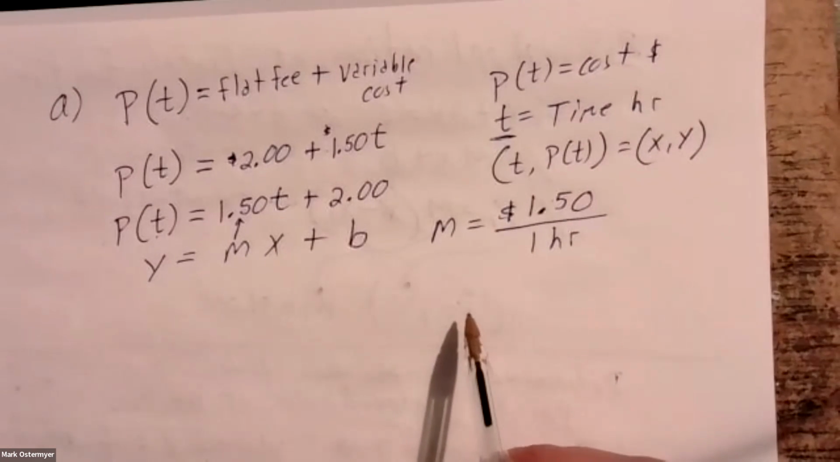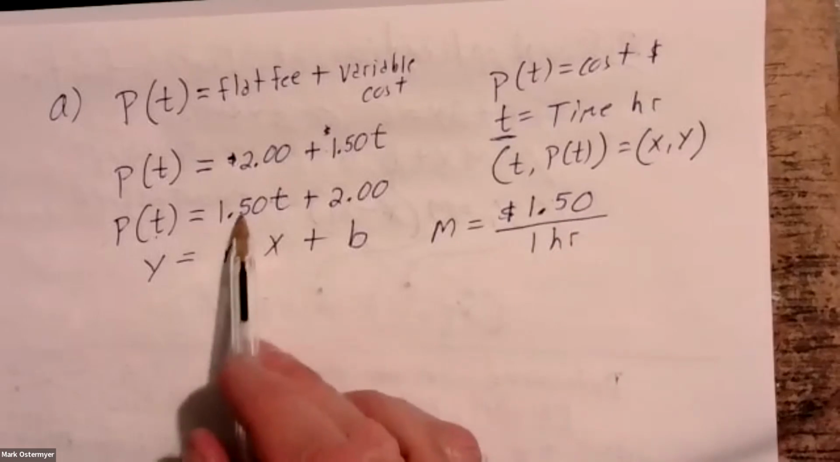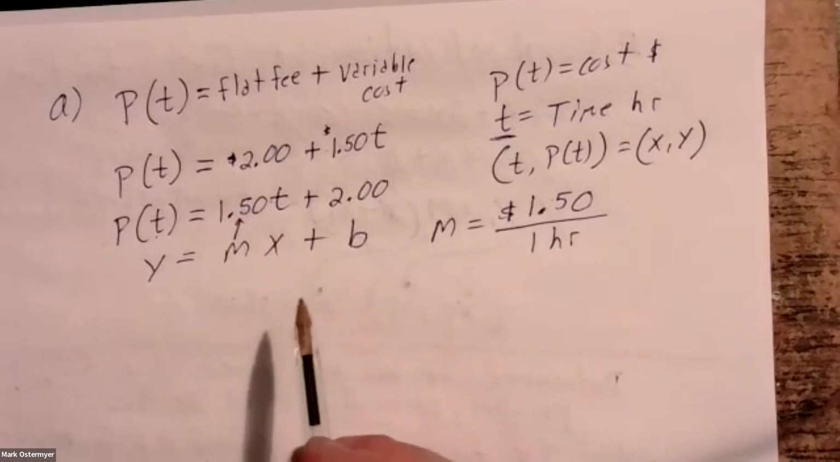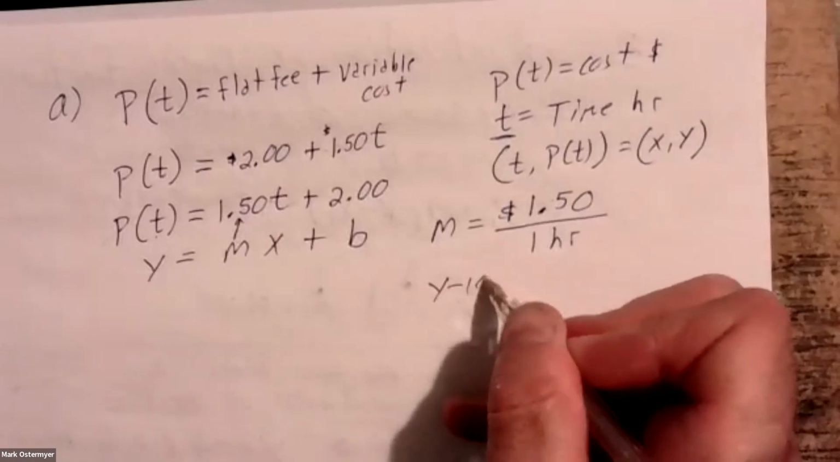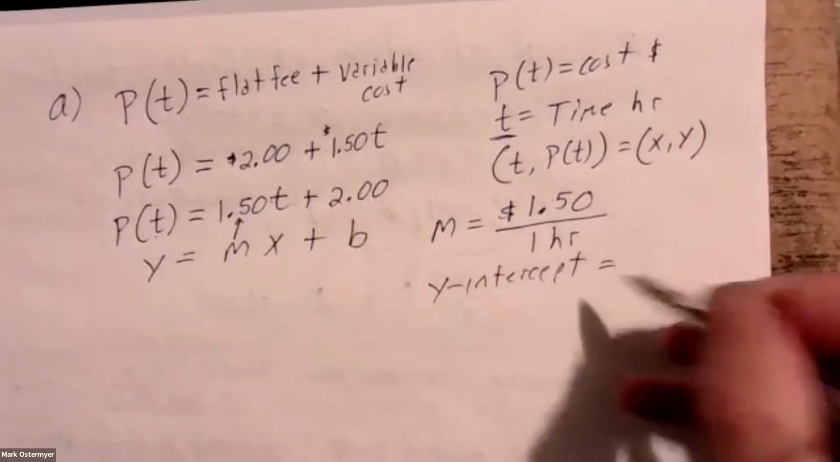Anything that says something per something is called a rate in mathematics. So $1.50 per 1 hour. That's the rate with which you're going to be charged every hour. What's the y-intercept? How do we interpret what the y-intercept is saying here? The y-intercept is $2.